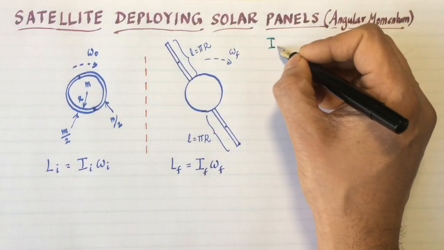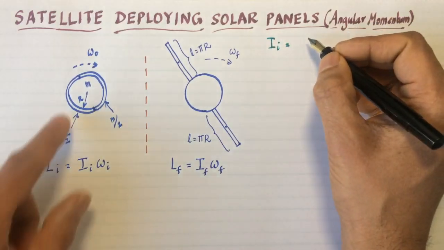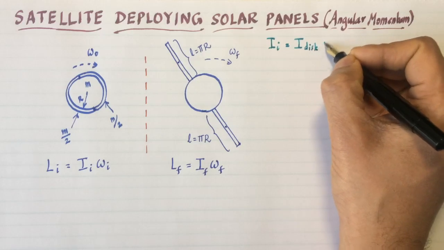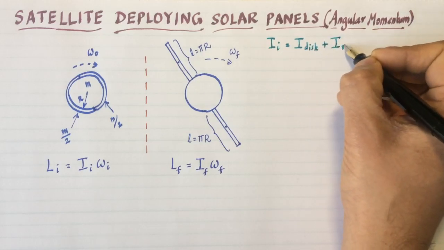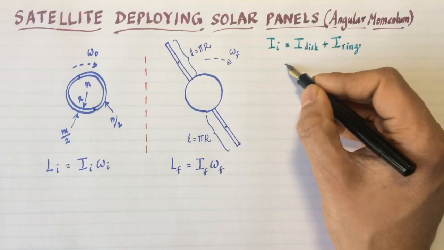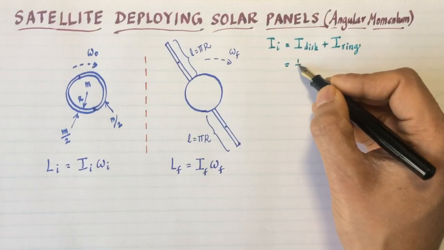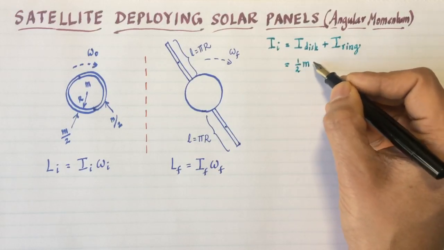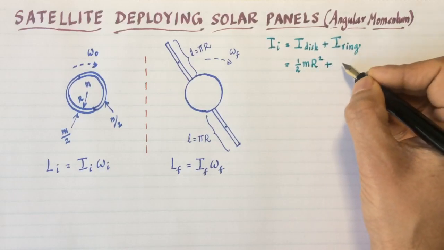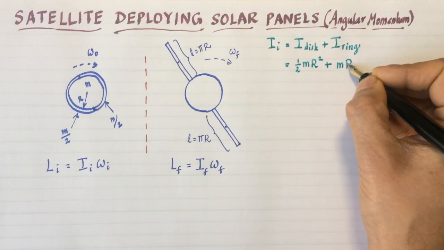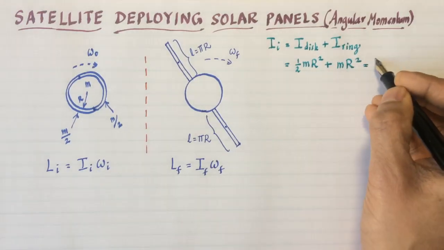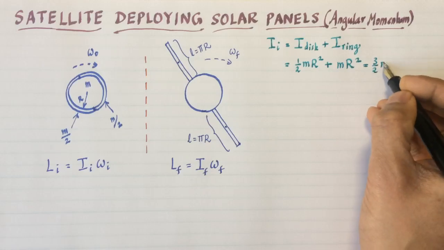The initial moment of inertia of the system is that of a disk and a ring. So you just go to your table of moments of inertia and grab the results from there. It's a disk of mass little m and a ring also of mass m, and the total there is 3/2 mr squared.